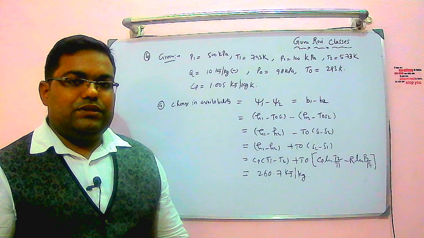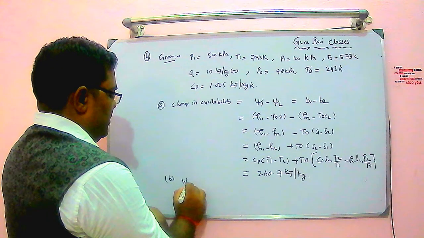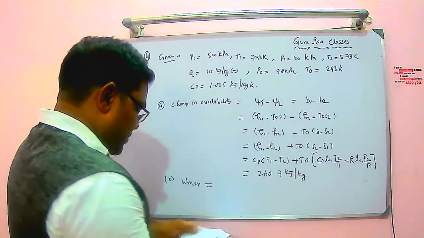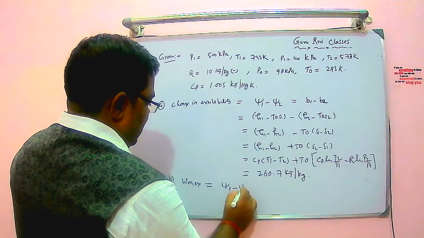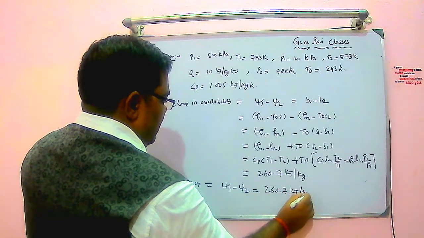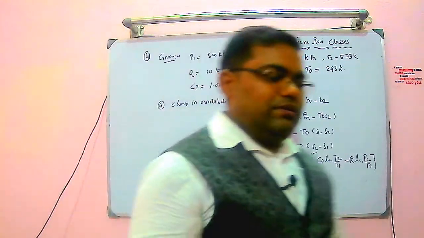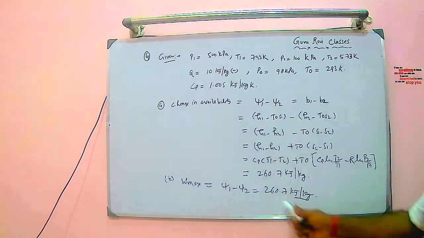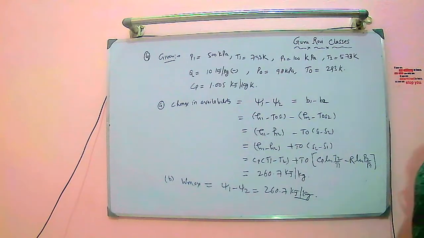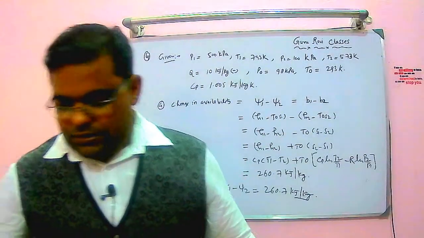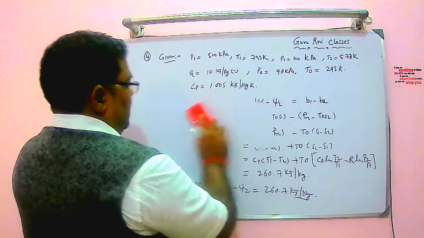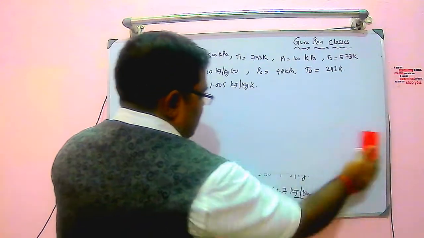Part B of this problem asks for maximum work. Maximum work is nothing but psi1 minus psi2, which is here 260.7 kilojoule per kilogram, because there is no displacement work involved in an open flow system. So whatever the change in availability, that itself is the maximum work. Next, irreversibility we need to calculate. This is over, so I'm erasing this.